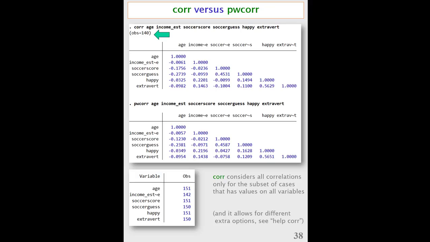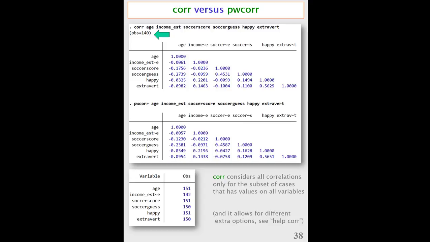Okay, now the correlation command versus the pwcorr command. Both of these commands will allow you to give a longer list of variables so that you get back all the correlations between these separate variables in one table all at the same time. If you have a data set without missing values, so there is not a single missing value in your data, then both of these commands deliver exactly the same results. However, they differ exactly in the extent to which they treat missing data.